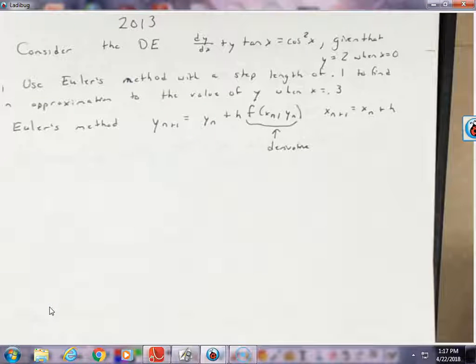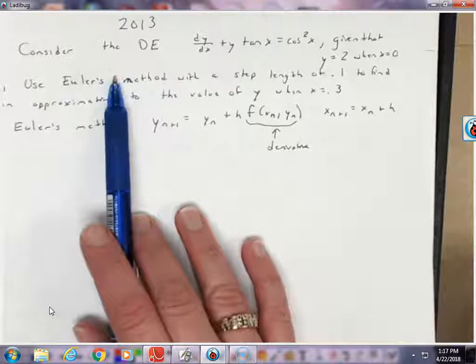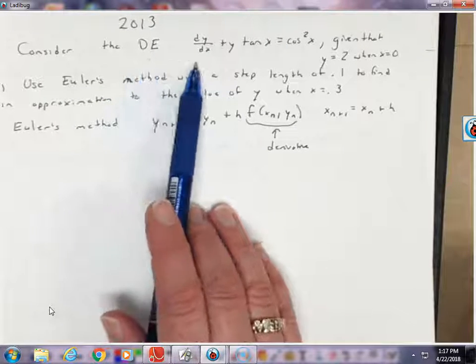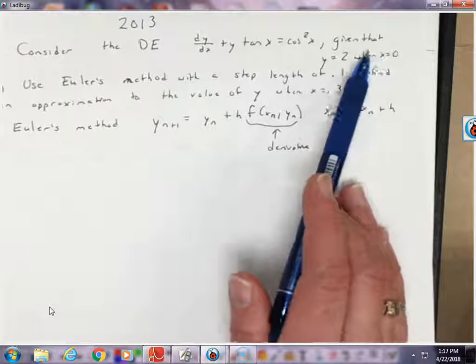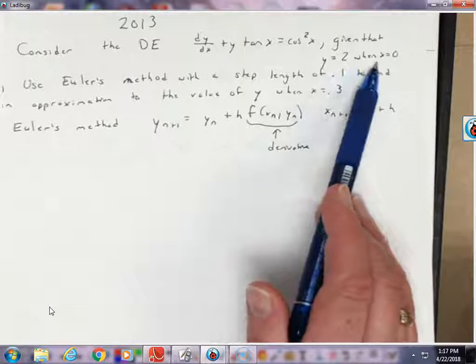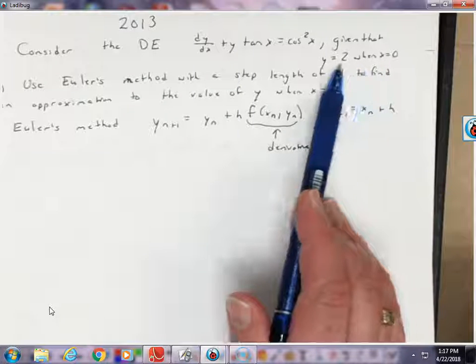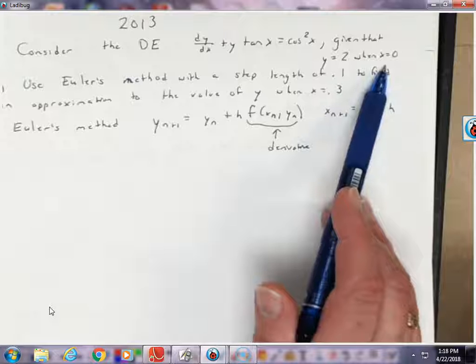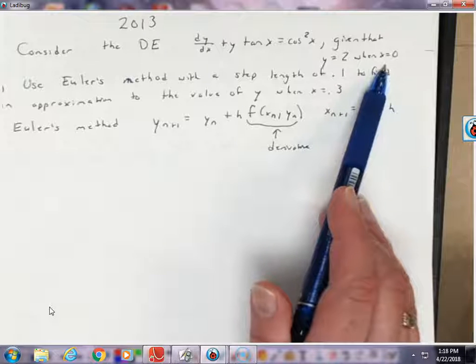The first part of this problem is going to be a good review for Euler's method, one of the easiest types of problems that you can encounter in paper 3. This one says, consider the differential equation, and it gives me an equation, given that y equals 2 when x equals 0. Now, anytime they give you a point on a differential equation, please be aware that if you don't use it sometime during the problem, then you're doing something wrong.